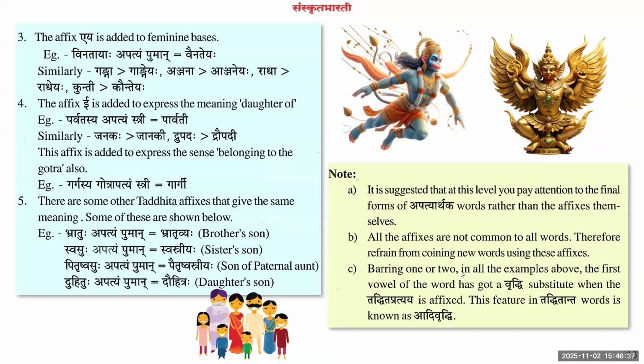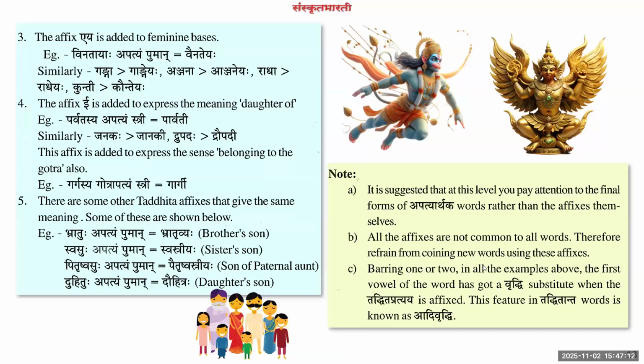Anyway, barring one or two, in all the examples above, the first vowel of the word has got a vriddhi substitute. See, now they are talking of Adi vriddhi. Barring one or two, there are places where it has not happened. We ourselves saw Prutha didn't have Adi vriddhi. Prutuhu apatyam stri Pritha ityeva asti, adivriddhih na abhavat tatra. Punah Parthah ityatra asti. This feature in taddhitanta words is known as Adivriddhi. So they have talked about that.